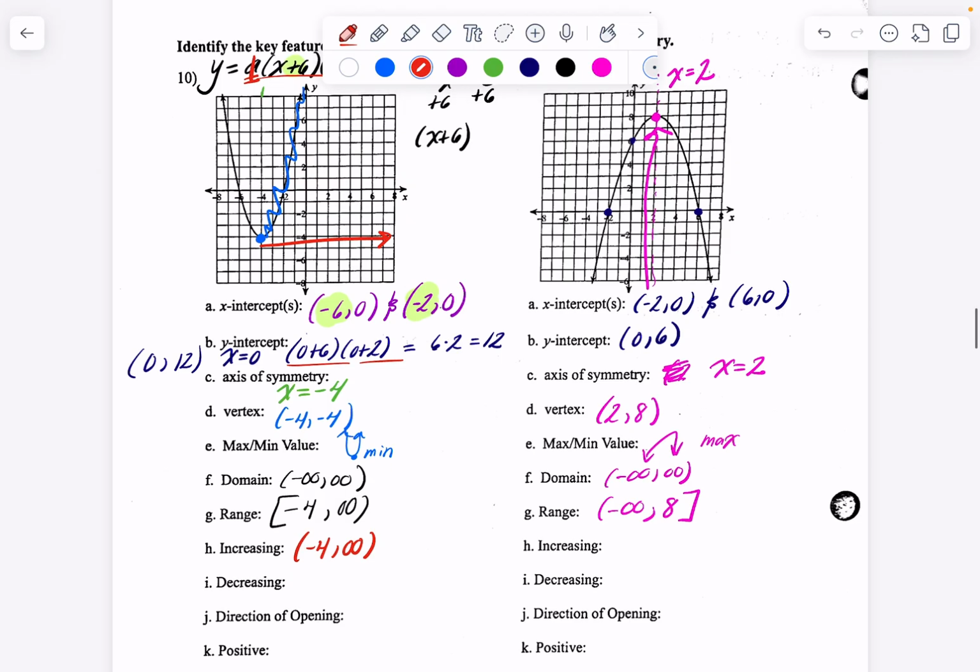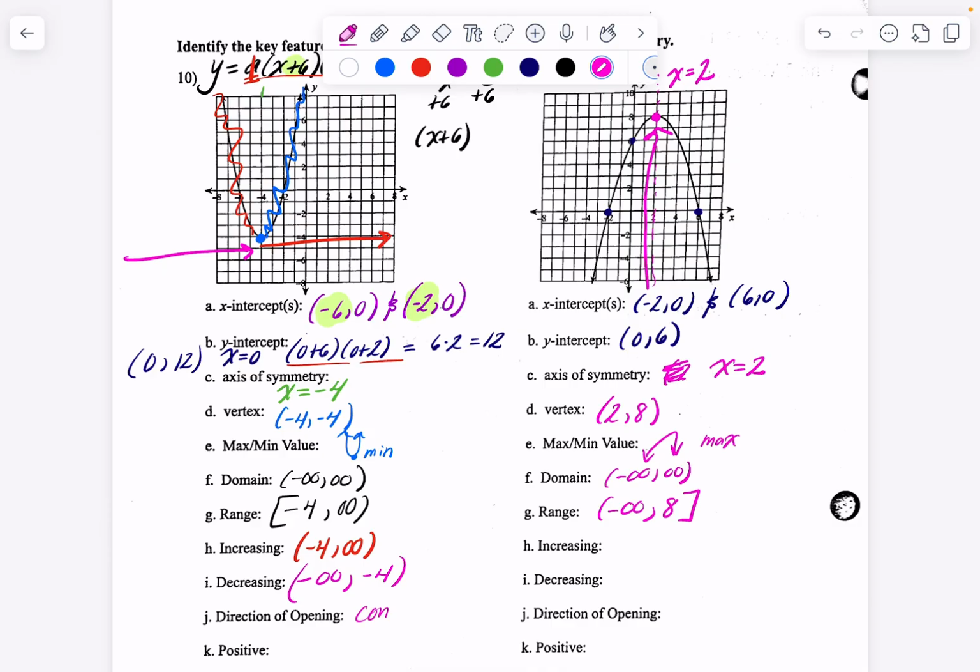Then aren't we decreasing here? So you would say I'm decreasing from -infinity because we answer from left to right. Yes, our eyeballs look up and down, but we answer from left to right, from intervals of x. So we're decreasing from -infinity to -4.